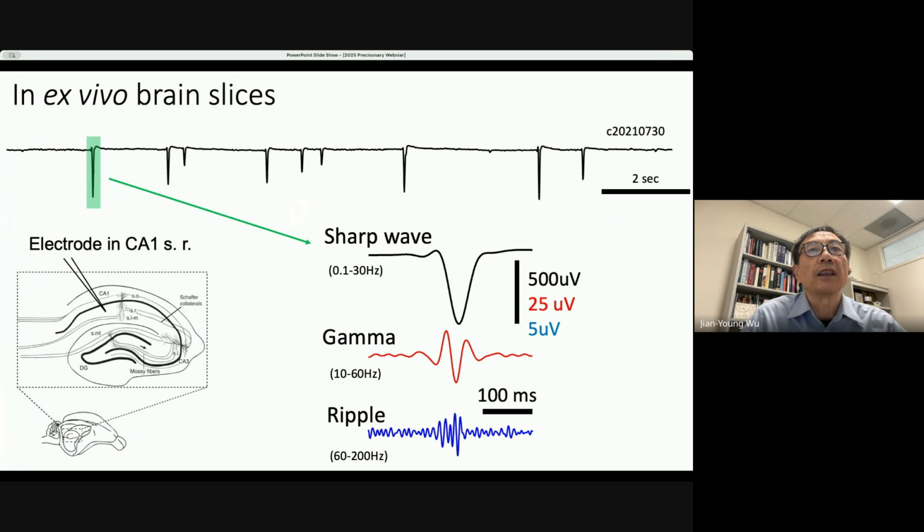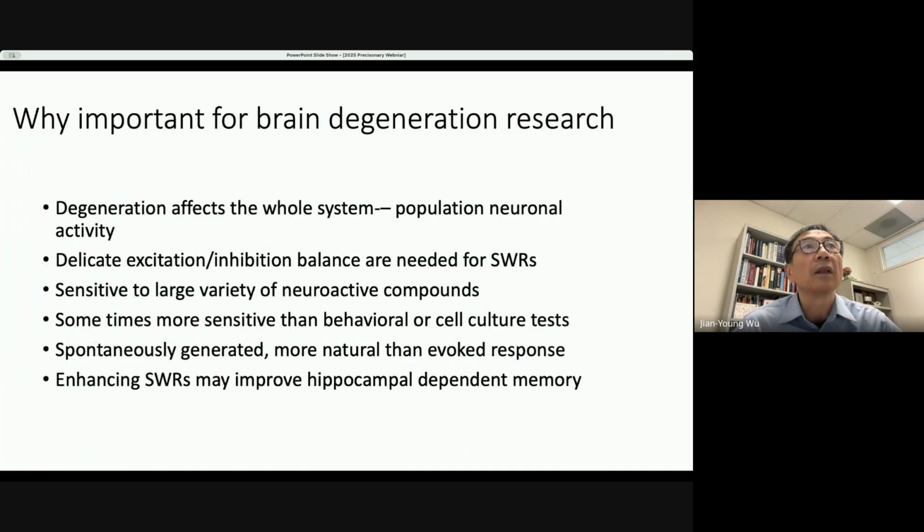Actually, the ripple oscillations are larger if you put the electrode next to the soma in the striatum of pyramidal neurons, because those PV neurons have synapses surrounding the dendrites close to the soma. So the ripple oscillations will have a little bit larger amplitude there. Okay, so why are these ex vivo sharp waves important for brain degeneration research?